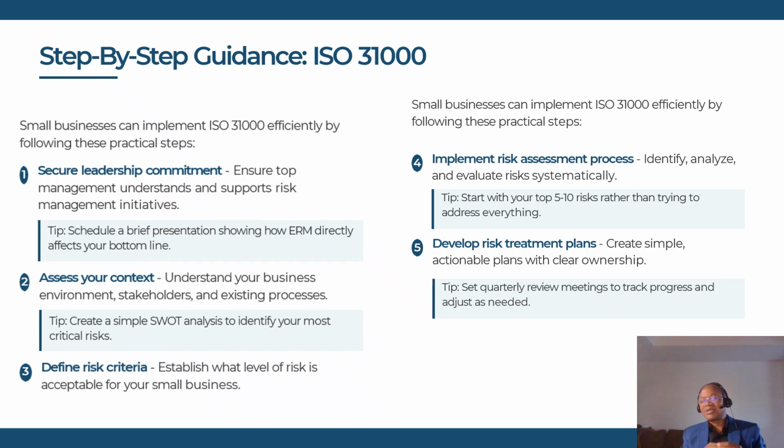Then develop risk treatment plans. Risk evaluation or risk analysis is like going to the hospital for diagnosis. When a diagnosis is complete, the doctor will usually prescribe medications or treatment or different procedures based on the result of the evaluation. Set quarterly review meetings to track progress and adjust as needed. Depending on where you are in your risk management journey, the quarterly review could be a monthly review at the beginning to ensure the creation of that risk aware culture for everybody.